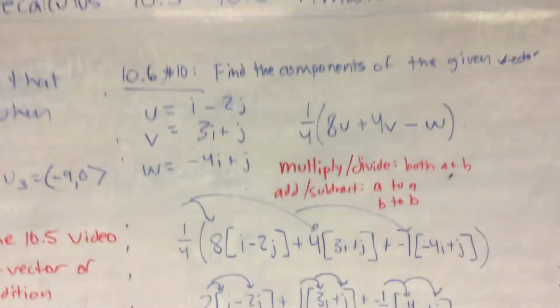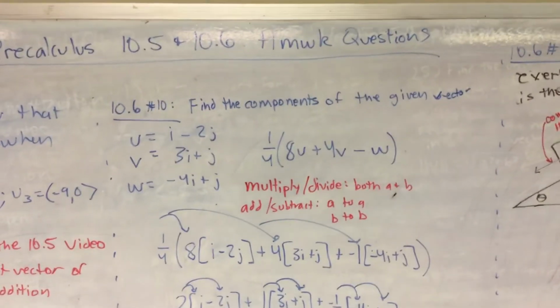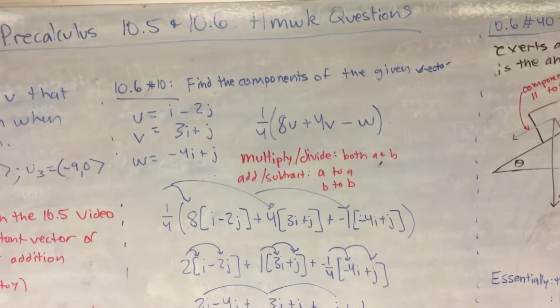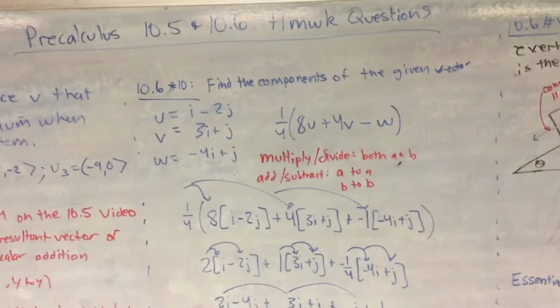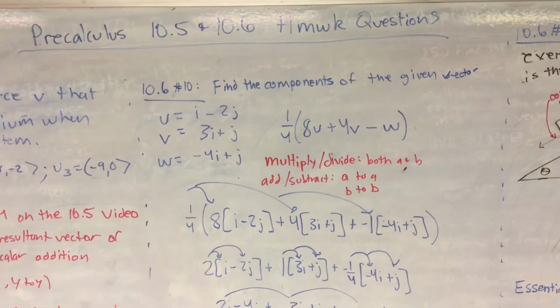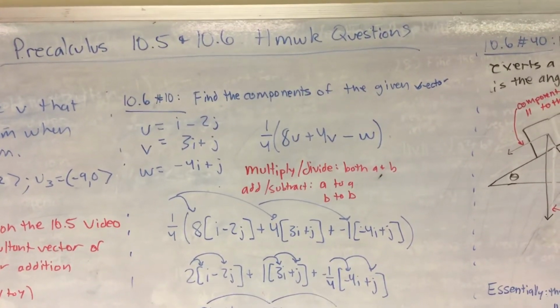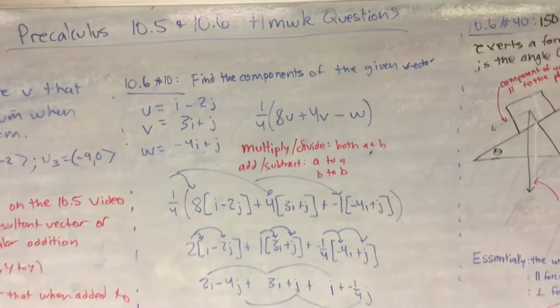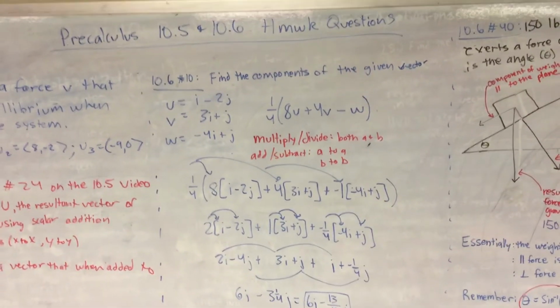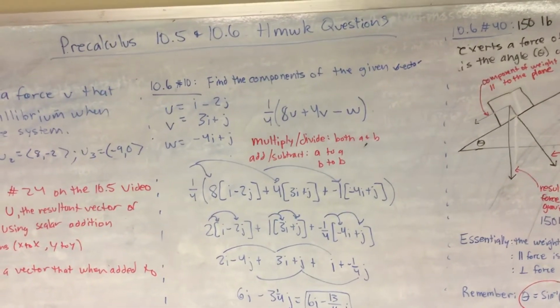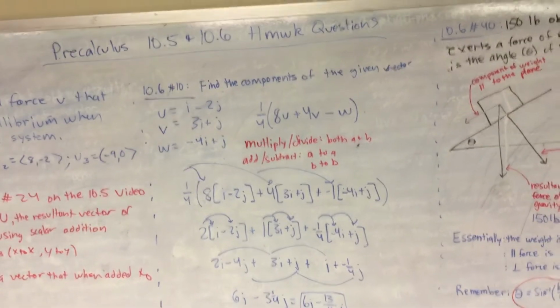All right, so in 10.6, number 10, we're just using the rules of scalar vector addition again. So you were given vectors u, v, and w. We're performing the operation 1/4 (8u plus 4v minus w). Whenever you multiply and divide, you're going to do it to both the a and the b terms. When you add and subtract, you'll only do a to a and b to b.